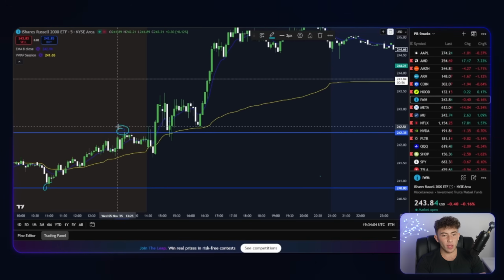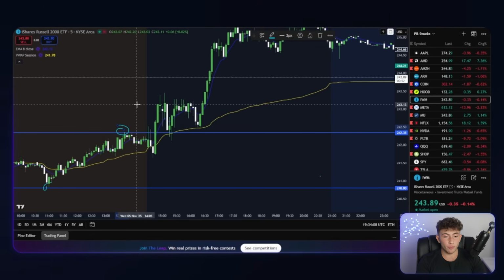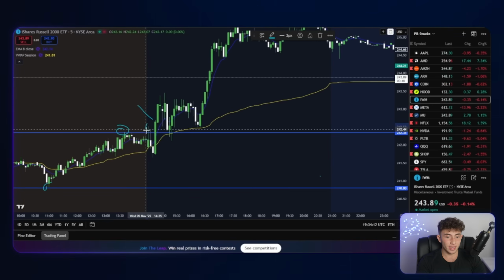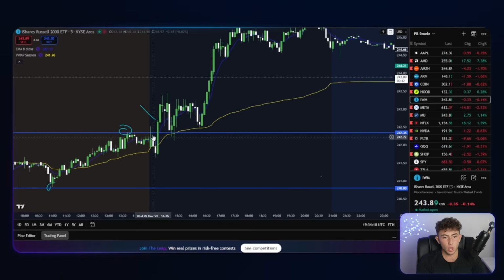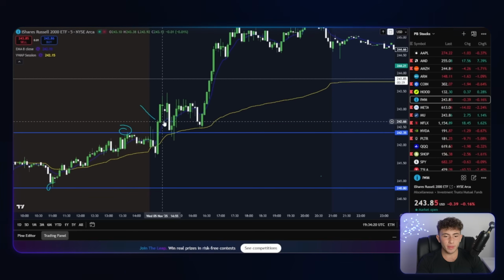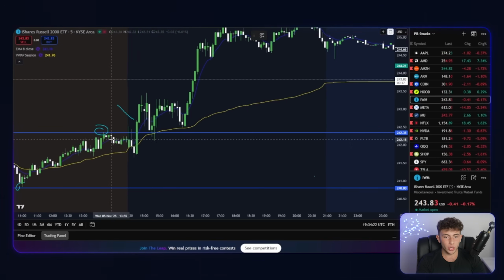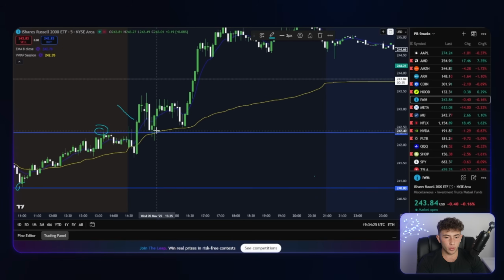Then I wait for it to get above the pre-market high. But not only do I need to get above the pre-market high, but I need to close the candle above. So you can see how right here, it did not close above, it just got above. But then right here, it actually closed above. This is your confirmation. Once we get this close above, I'm now looking for a retest, which as you see, we got the retest of the pre-market high right here.